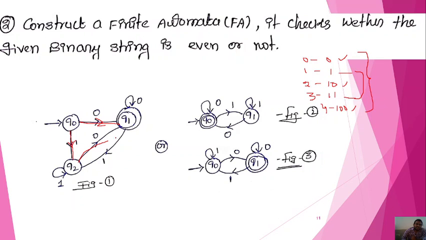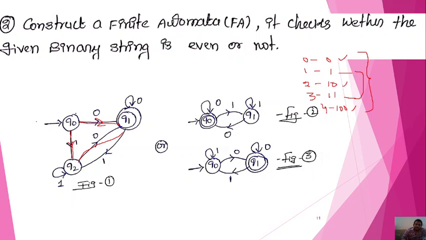From q2, when we read 0, the string ends with 0, like 1 and 0, so it goes to the final state. That's why from q2 on 0 it goes to q1. From q2 on 1 it goes to itself, because ending with 1 means not a final state, not an even number. It's a very simple logic. All strings ending with 0 are received by the q1 state, and all binary numbers ending with 1 are received by q2, where q1 is the final state and q2 is the non-final state.